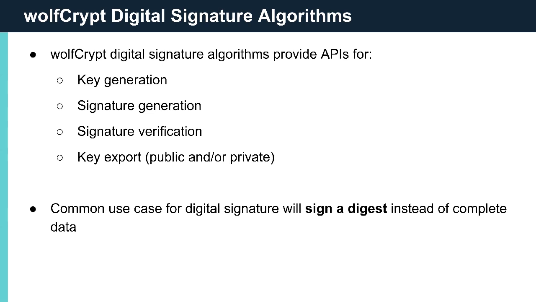Common use cases for digital signatures vary. Typically, you're going to be signing a digest though, instead of just signing your input data, since some of them have limits. For example, RSA can sign up to its key size, whereas the data you might be wanting to sign might be much larger than that. So you'd make a digest of your data first and then sign your digest to generate your signature.